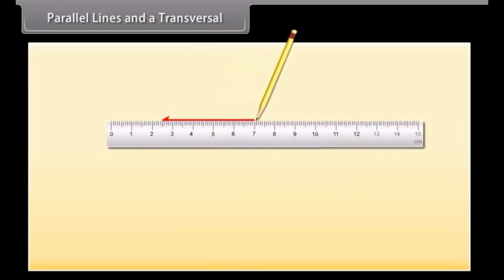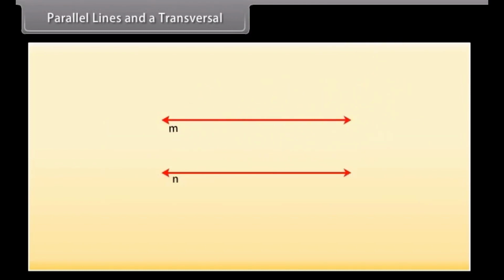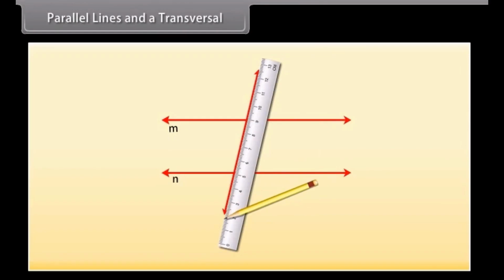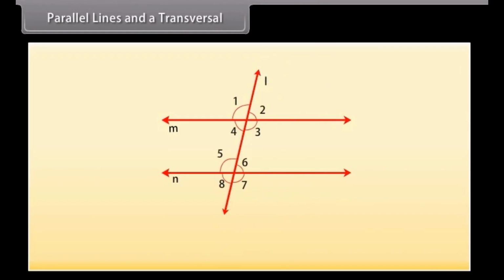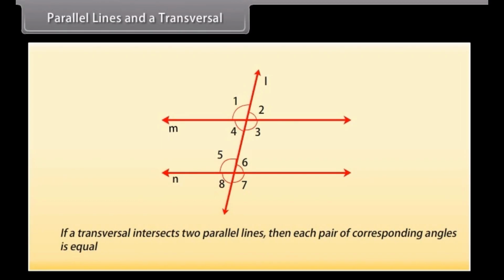So, with ruler and pencil, draw two parallel lines along any two of these lines and a transversal to intersect them. Now, if we measure any pair of corresponding angles, we find that angle 1 is equal to angle 5, angle 2 is equal to angle 6, angle 4 is equal to angle 8, and angle 3 is equal to angle 7. For this, we get one more axiom, which is, if a transversal intersects two parallel lines, then each pair of corresponding angles is equal.